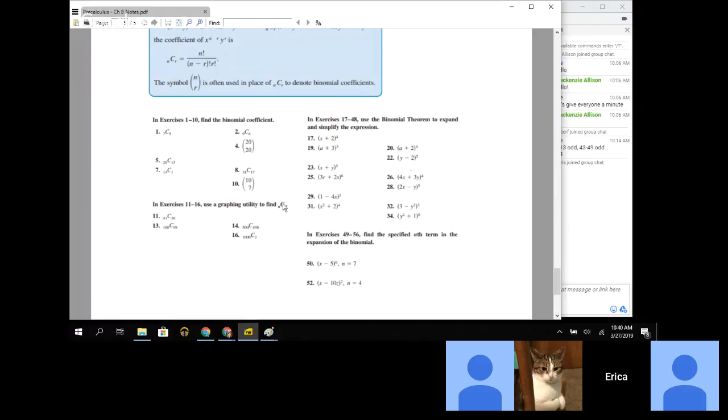We're going to use it to expand binomials. Sounds exciting, right? So instead of picking the number of items, we're going to use it to do something else. So these should be fairly easy. Let's just go through a couple really quickly.